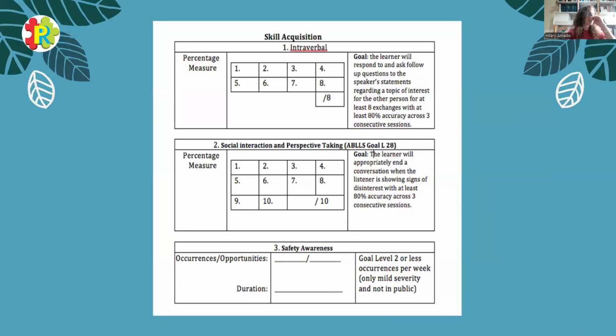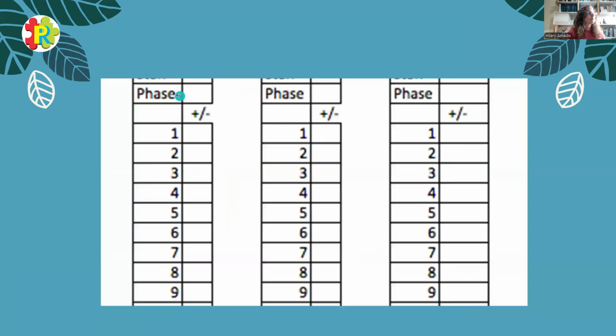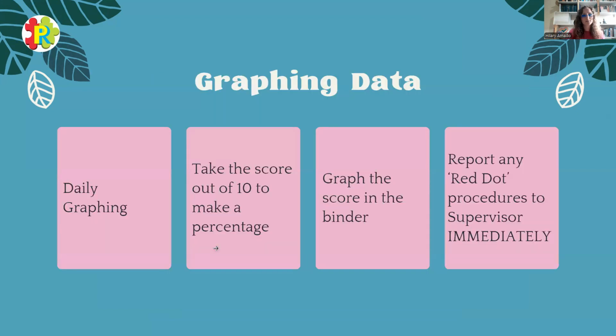This is what a data collection sheet might look like. We have a description of the goal here and space for possibly 8 trials. Usually it's 10, but it might depend. Couple different activities here. Safety awareness here, we might just have 2 or less occurrences per week. This is what another data sheet might look like. And as we fill it in, we just put a plus or a minus for a correct or incorrect response.